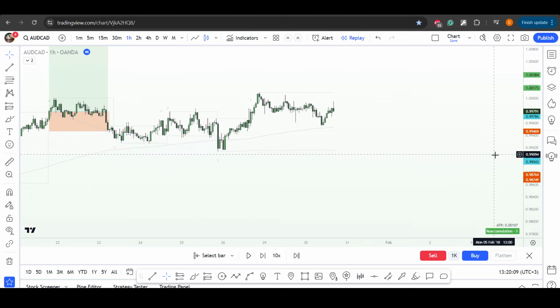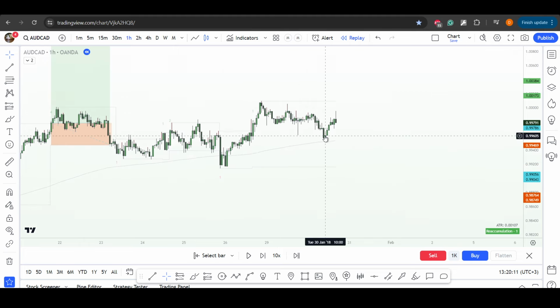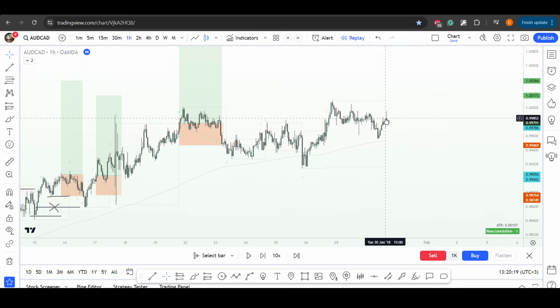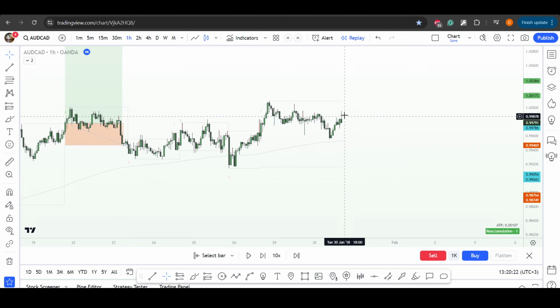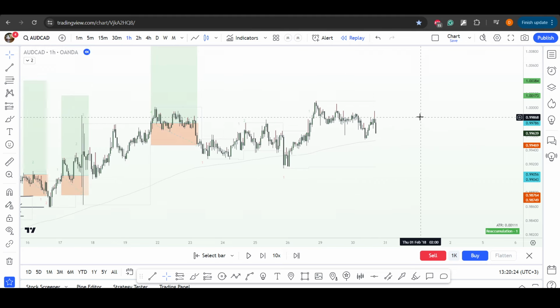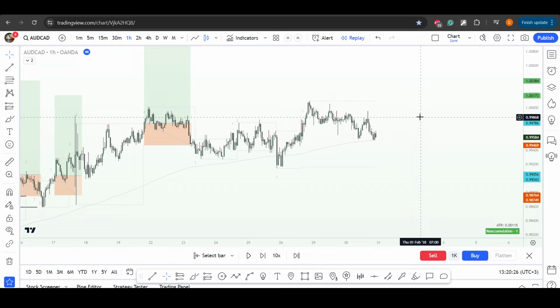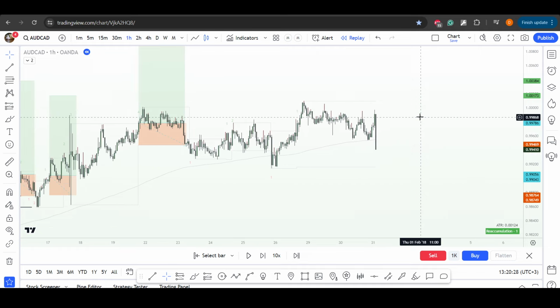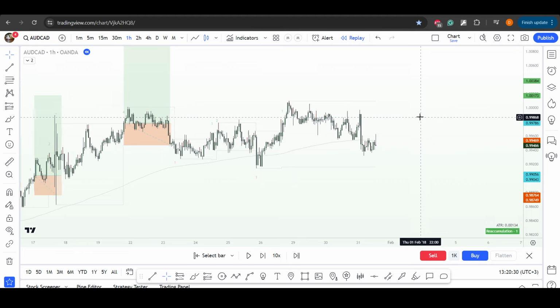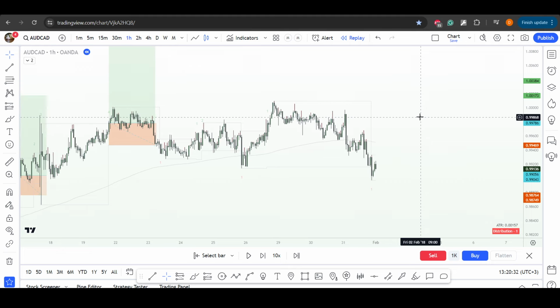Okay, and what we have here is we took the low, tapped into some unmitigated zones here, basically last unmitigated zones, and then created this impulse correction and impulse pattern. However, we are moving to the downside right now, and yeah, this is pretty rangy, pretty unclear.